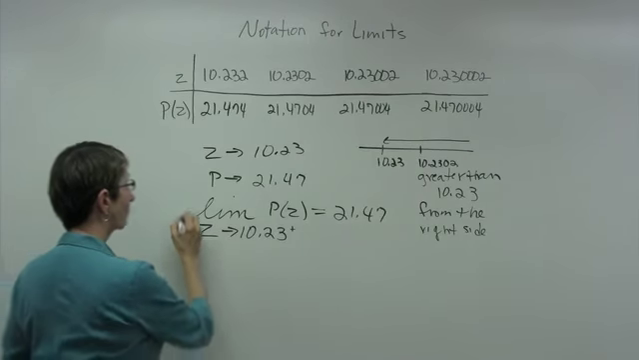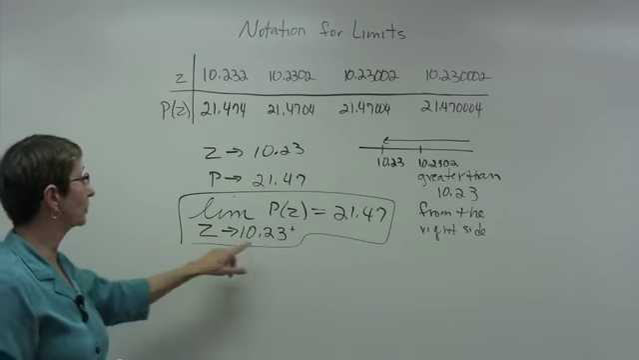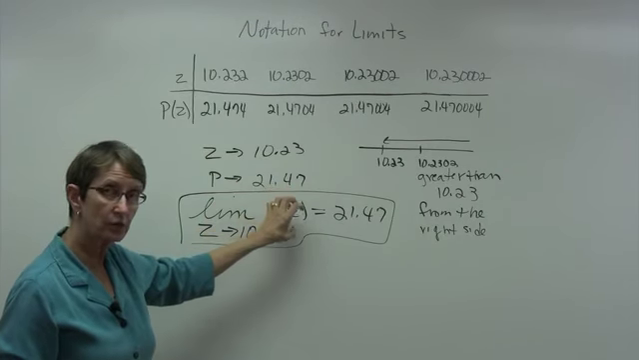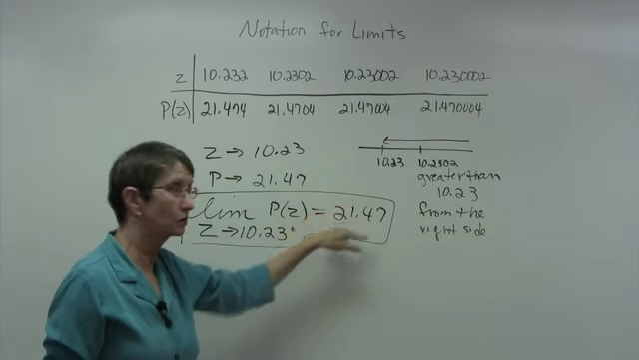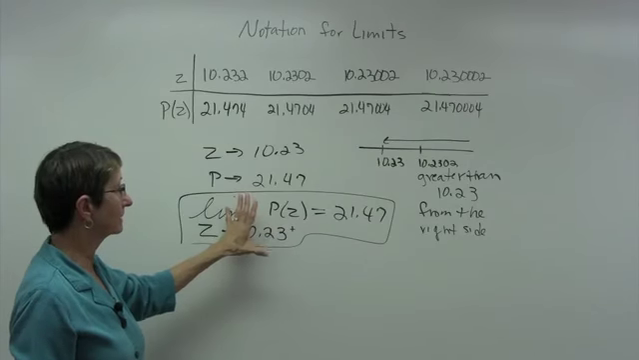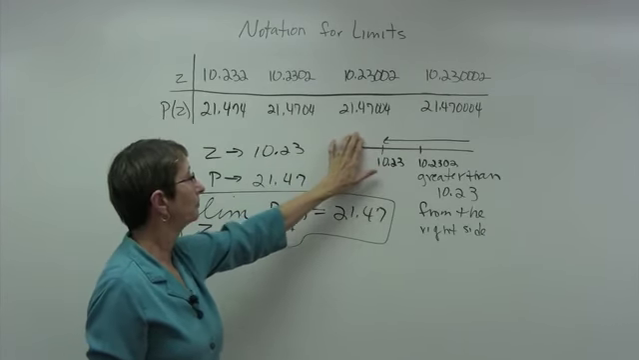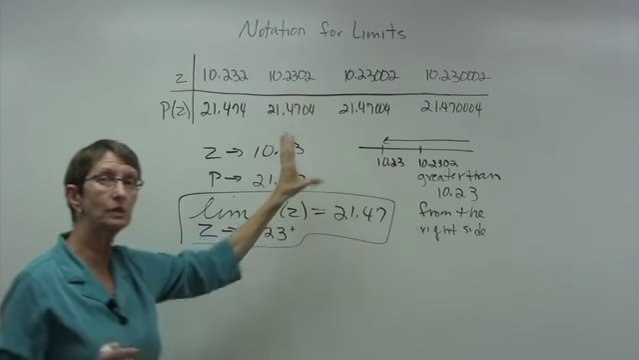So this is what we know exactly about our limit. z is approaching 10.23 on the right. The values for the function are approaching 21.47. So this answer is actually what the function values are doing. Now let's think about this. We don't see anything on the left over here, but they could be there. We don't know that they're not there. We just don't see those numbers.